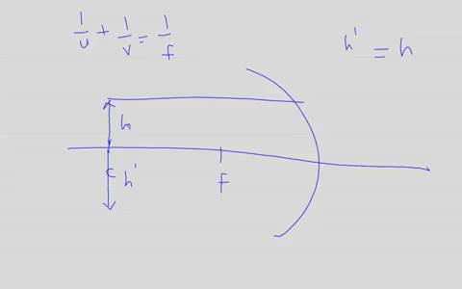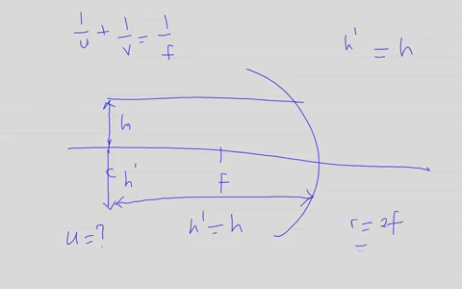So, where should an object be placed? The question is asking what is u, so that H prime will be equal to H for this particular mirror. That means they are asking us to find this distance, and that distance is the radius of curvature, and the radius of curvature is 2f. So that is 2 times 15, and that gives us 30 centimeters.